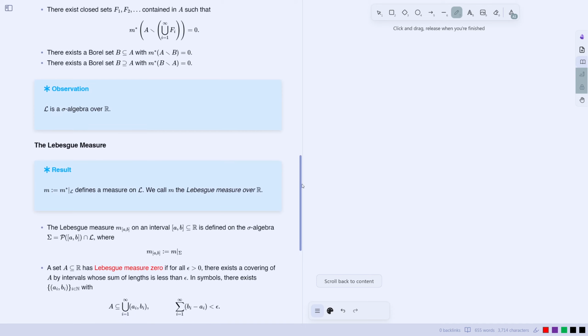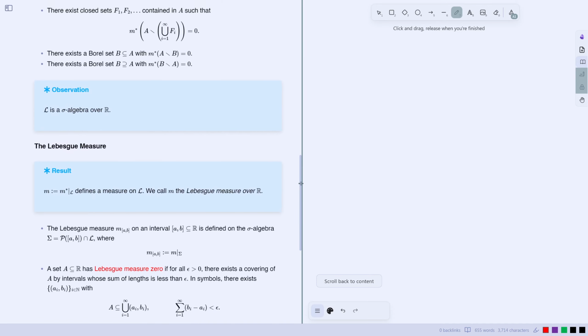What's next? We have some terminology to keep in mind. We're going to be using these words a lot about things that have Lebesgue measure 0. For example, the set of points where the function is discontinuous has Lebesgue measure 0. We say that a subset A of the real line has Lebesgue measure 0 if for any chosen epsilon greater than 0, there exists a covering of A by intervals where the sum of the lengths of those intervals is less than epsilon. What is that in symbols?